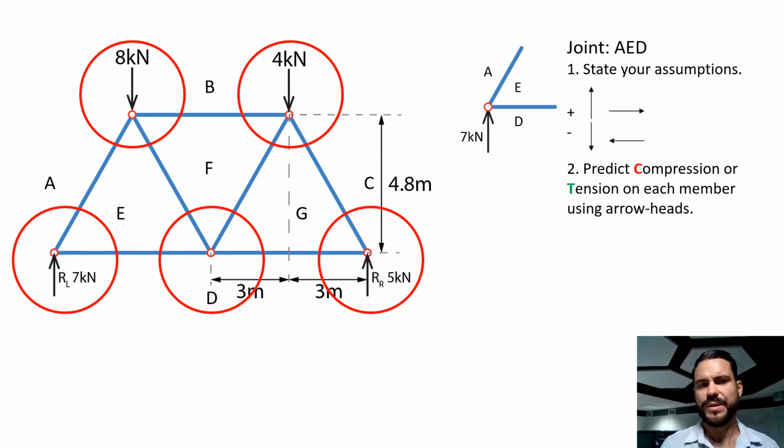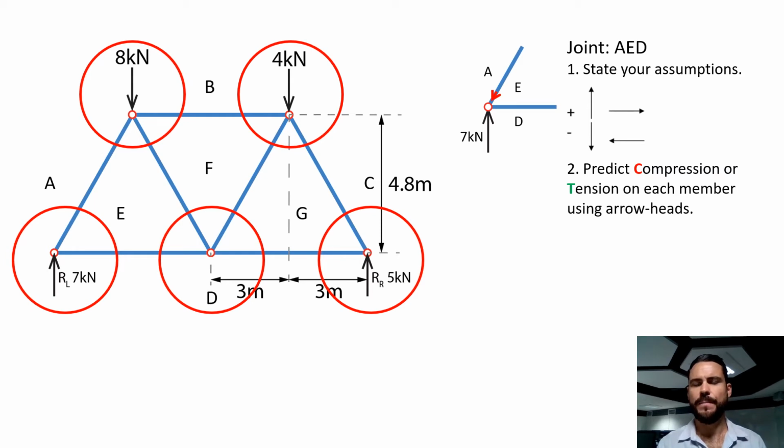This is a really important step, okay, predicting whether it's in compression or tension. And it doesn't really matter if you get it right or wrong. You will see in other tutorials, you will read in other textbooks, people doing it different ways. I'm not saying they're wrong. It's just a different way of doing it. This was the way that was taught to me and makes sense to me, okay? So, for example, one of the other ways that you will see people do it is always assume it's in compression, and then you work out whether it's in tension or not.